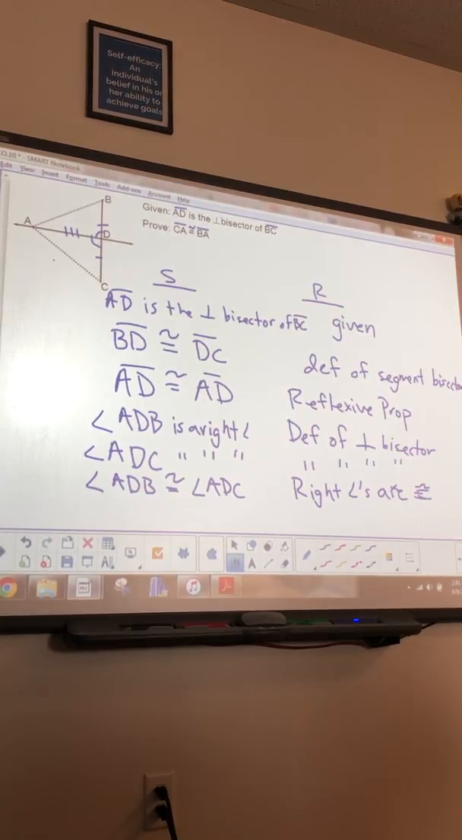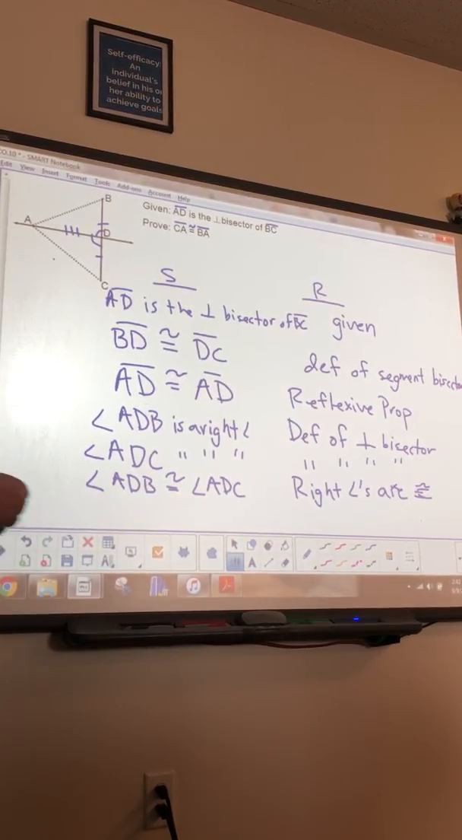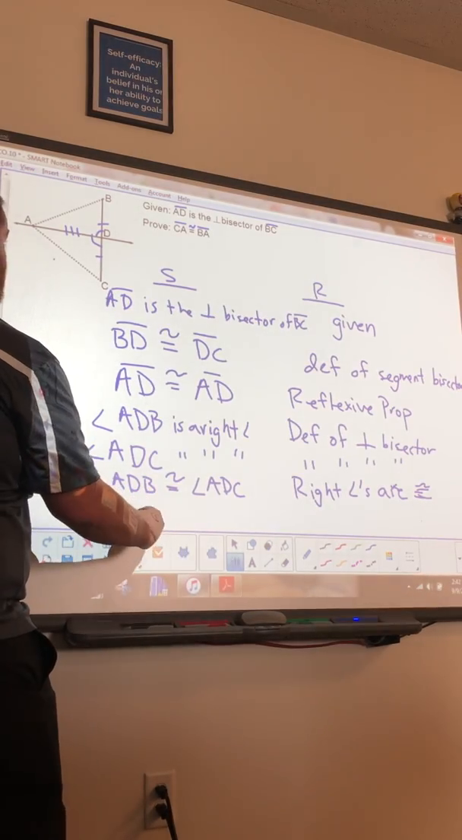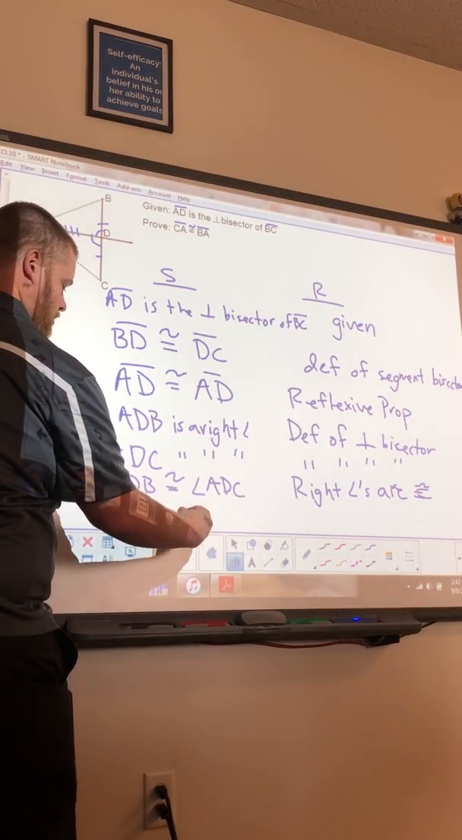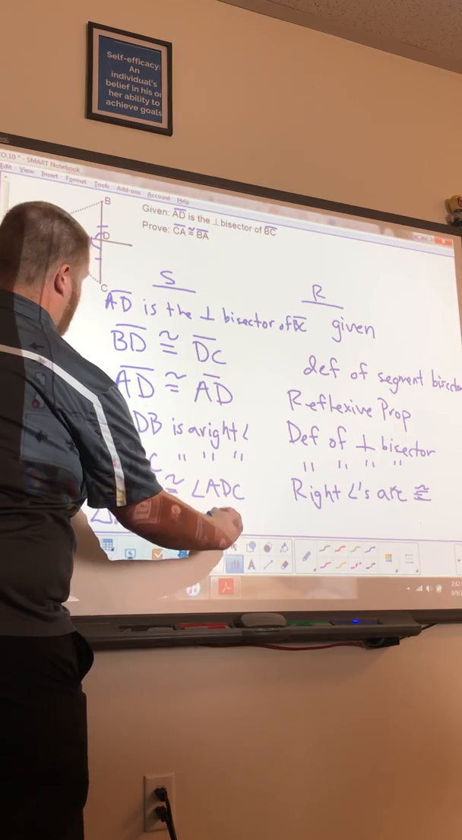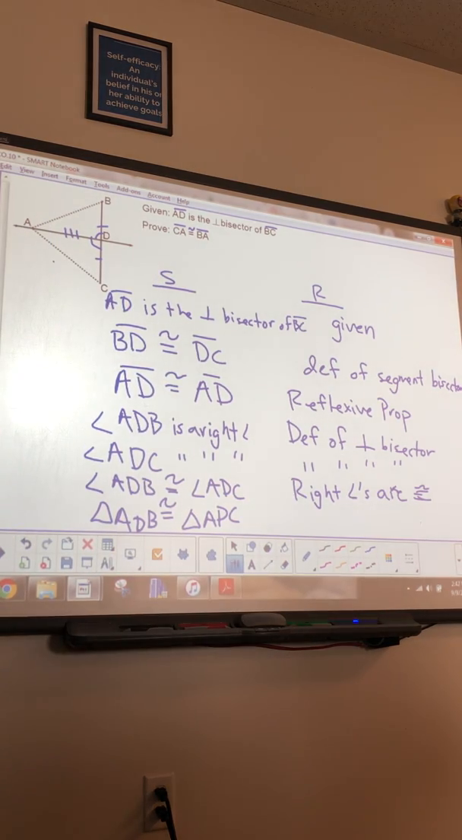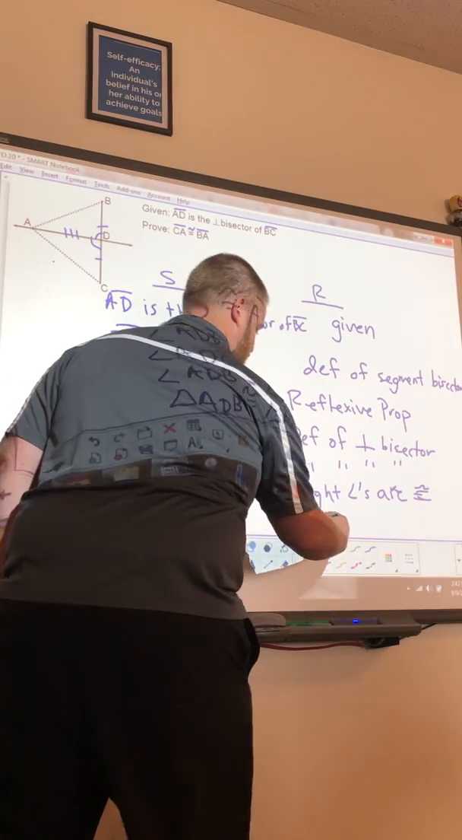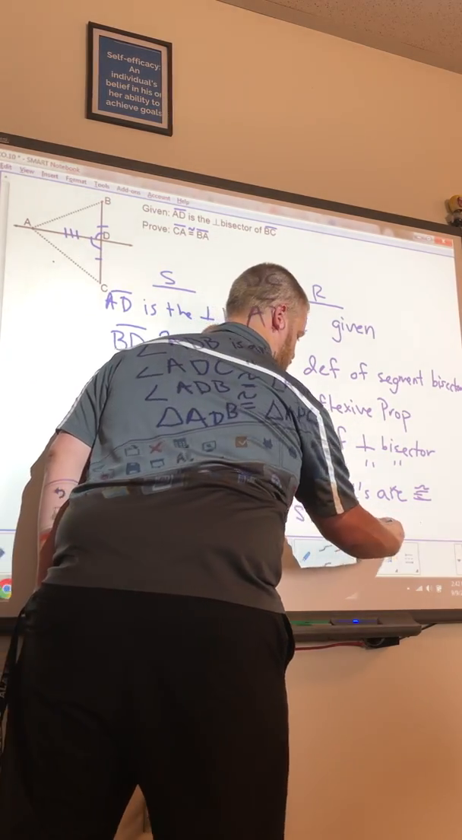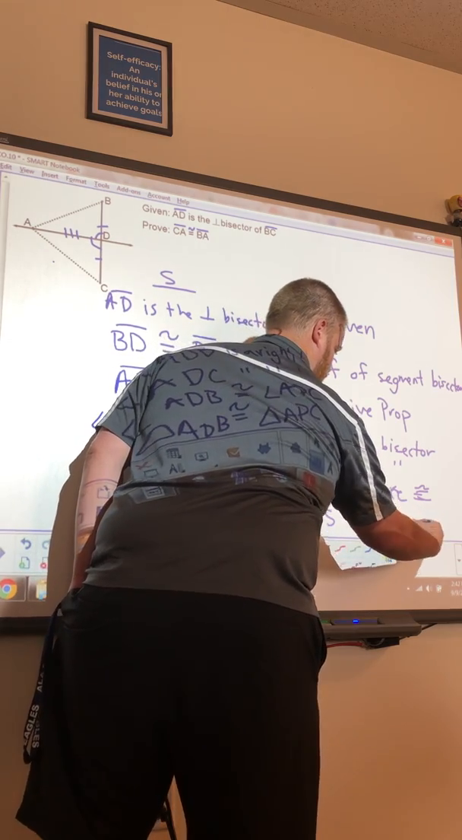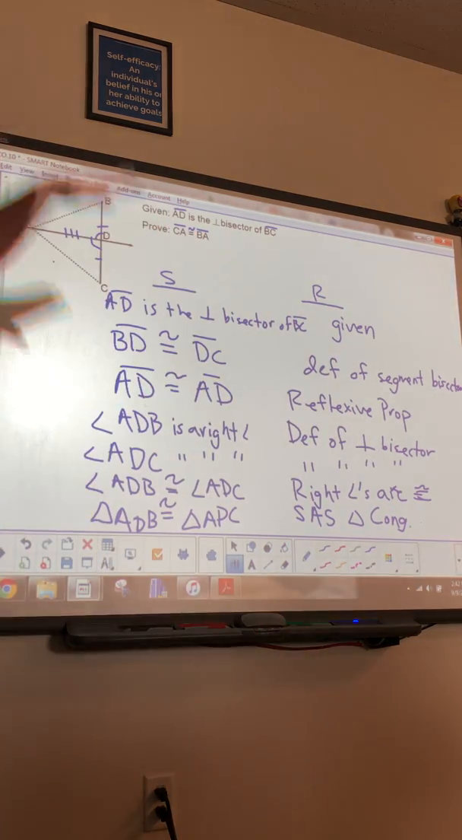But what tells me this triangle congruency? Triangle ADB, triangle ADC, by what triangle congruence? By side angle side. Perfect. That's proven because of triangle congruence. Then CPCTC. So everybody okay so far?